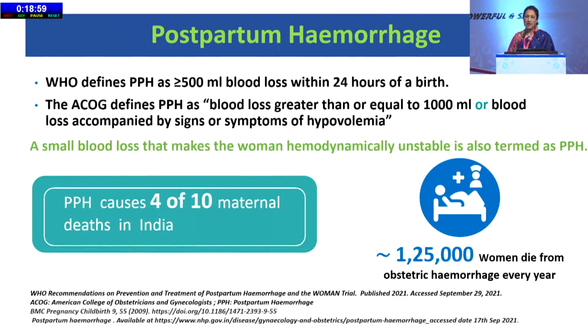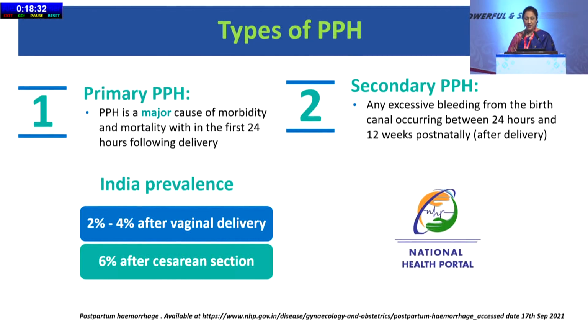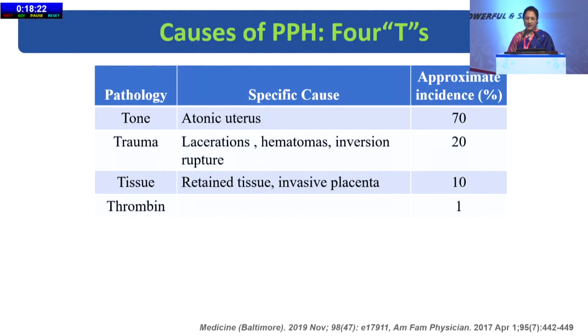WHO defines PPH as greater than or equal to 500 ml of blood loss within 24 hours of birth. And the ACOG defines PPH as a blood loss greater than or equal to 1000 ml, or blood loss accompanied by the signs and symptoms of hypovolemia. A small blood loss that makes a woman hemodynamically unstable could also be termed PPH. The major cause of morbidity and mortality in the first 24 hours is called primary PPH, and if it occurs after 24 hours up to 12 weeks of pregnancy, it's a secondary PPH.